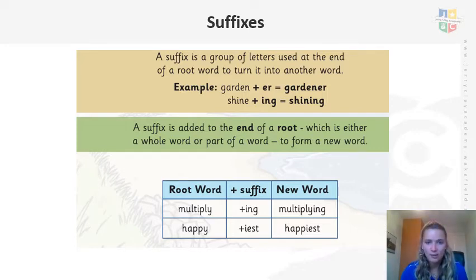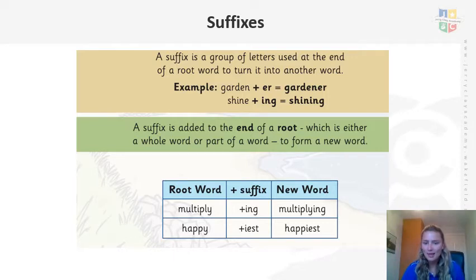or if you shine, it might mean that you're bright as well. So a suffix is added to the end of a root word, which is either a whole word or part of a word, to form a new word. So for example, if I look at ing, I've got multiply, which is the root word, and I will add ing to the end of it. So I've got multiplying. So I know that that can be maths terminology.